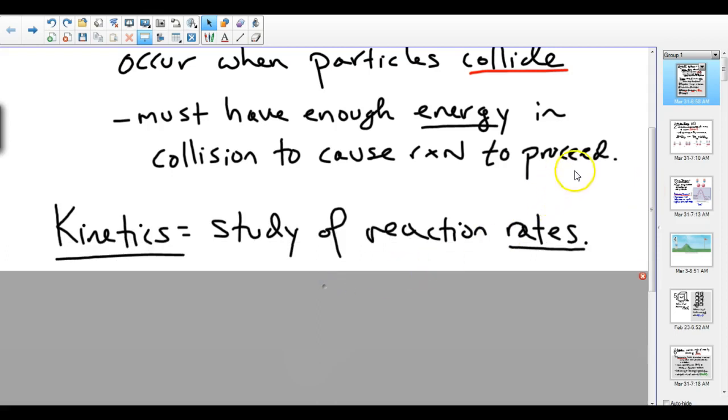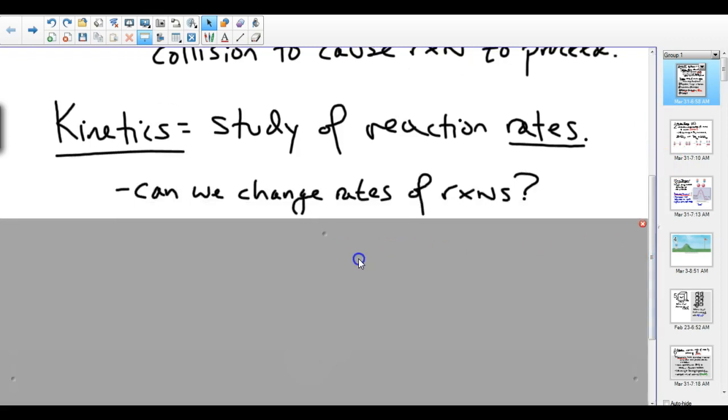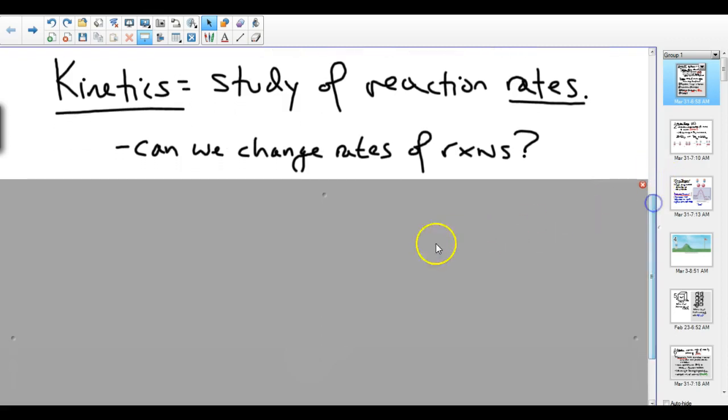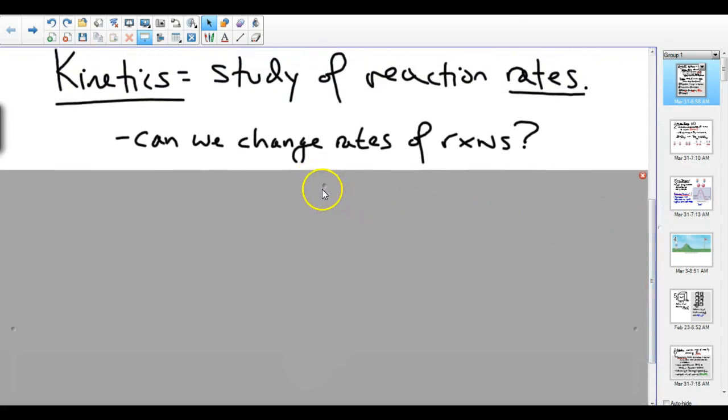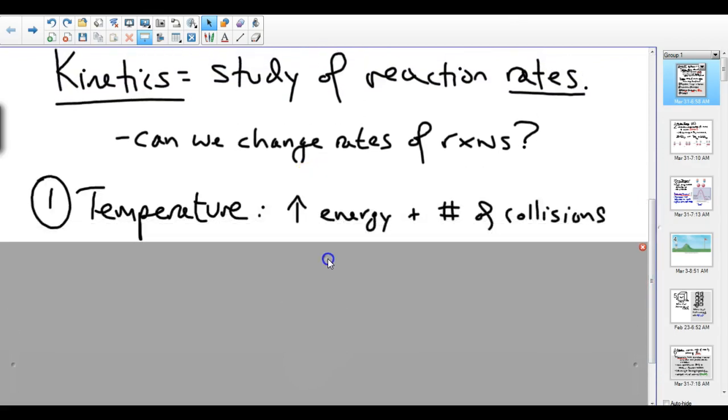So the study of reaction rates is called kinetics. And the first question we should examine in our reaction rates is, are there some things we can do to change the reaction rates, to speed them up or even to slow them down? And the answer is, of course, there are several things we can do. First of which, probably most obvious, is change the temperature.